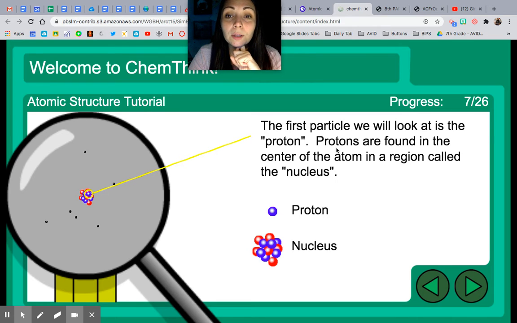So the first particle we look at is the proton. Protons are found in the center of the atom called the nucleus. So the nucleus is kind of like the brain of the atom. And it consists of protons, which are the blue ones, and something else.